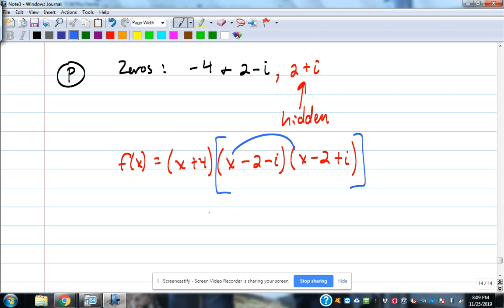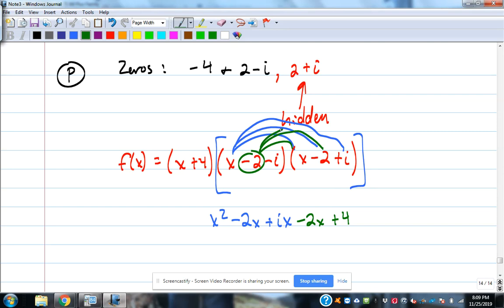So x times x, x squared, that's easy. Got that. x times negative 2, negative 2x. Now I got that. All right, good. x times i, plus ix. Okay. So I've distributed x to everybody. The next thing to do is distribute negative 2 to everybody. So negative 2 times x, negative 2x. Negative 2 times negative 2, positive 4. Negative 2 times positive i, negative 2i. I've distributed negative 2 to everybody.